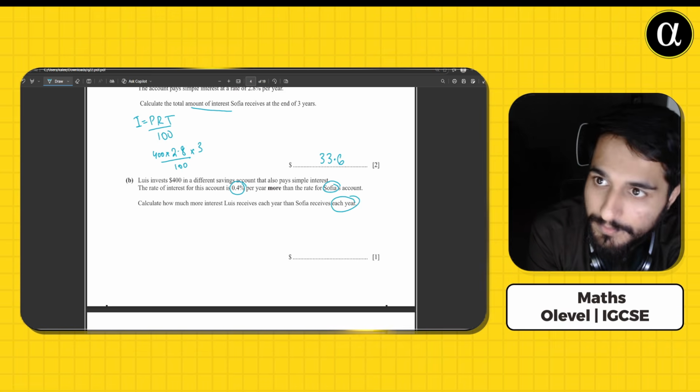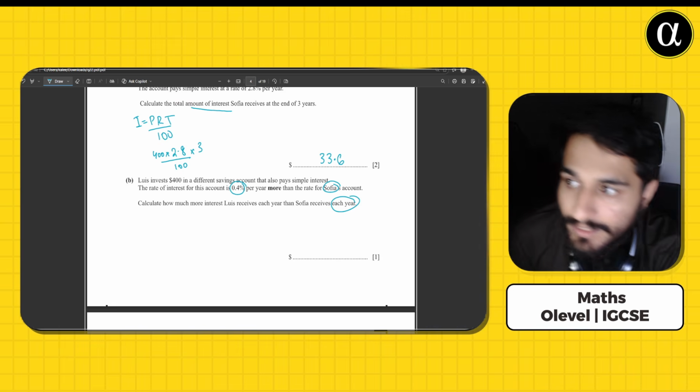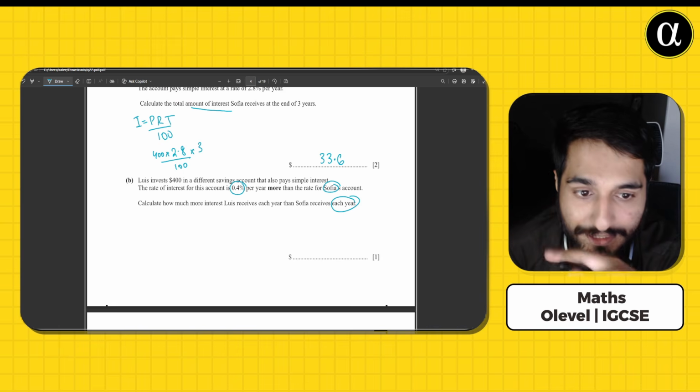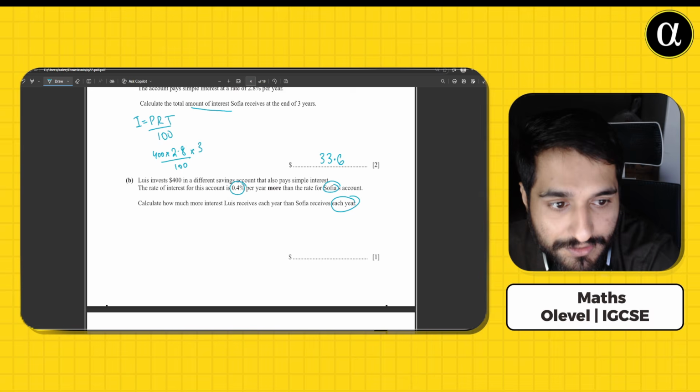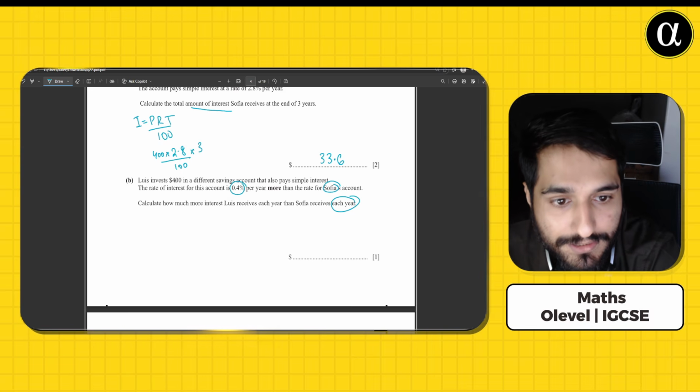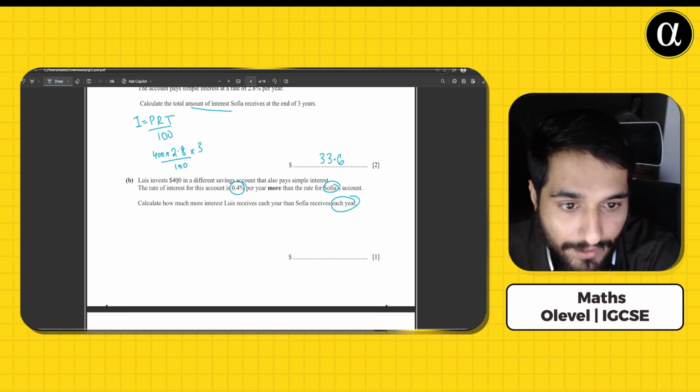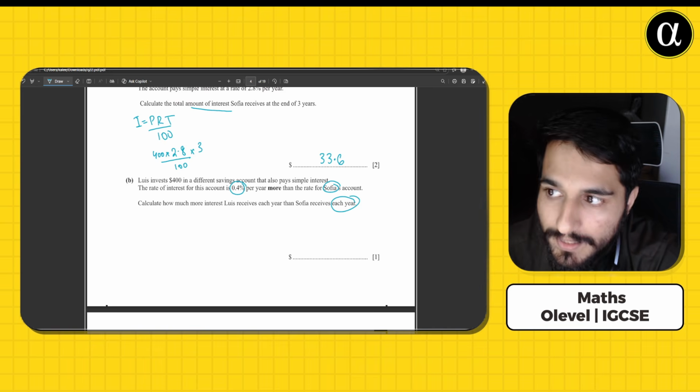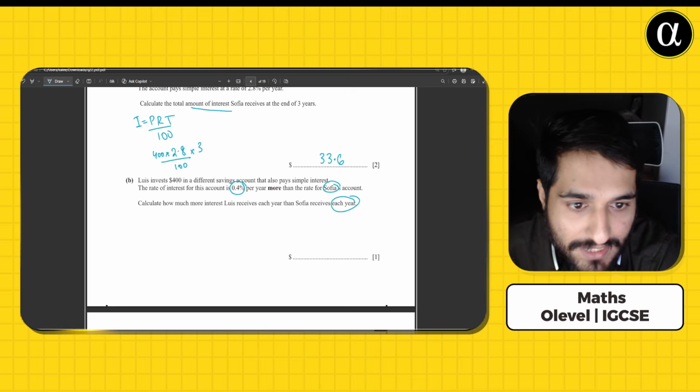Now, since this is simple interest, this is a linear progression. This is going to be a linear increment. So what that means is we can just simply calculate 0.4 percentage of 400, and that is for 1 year. So we'll just apply the rules of simple interest just like we do.